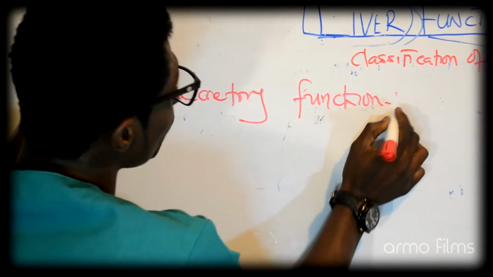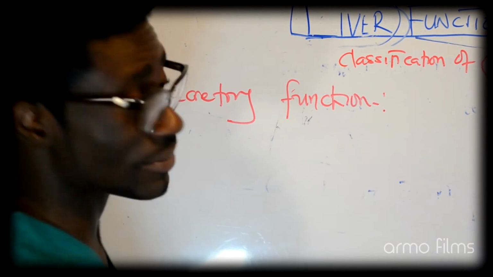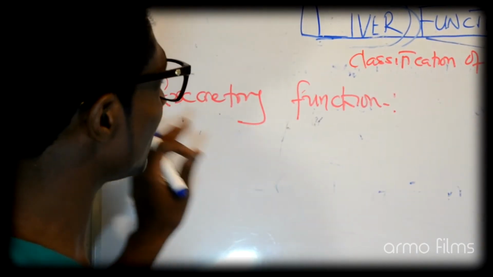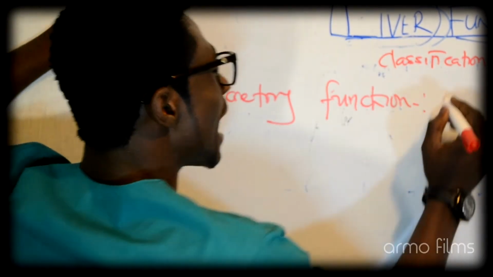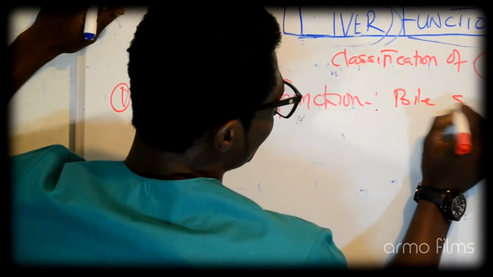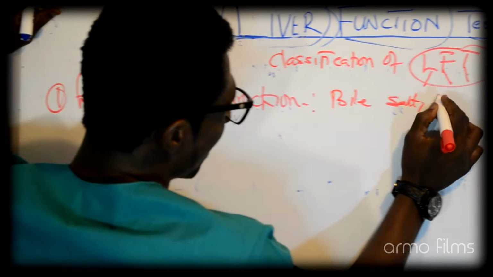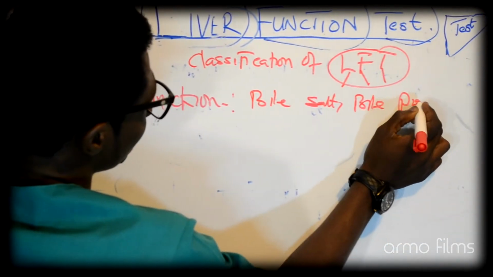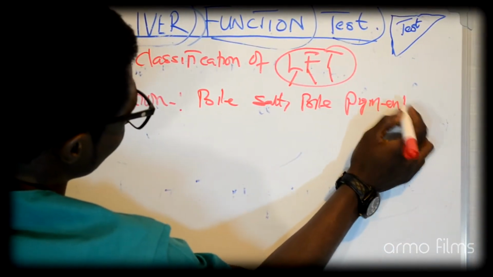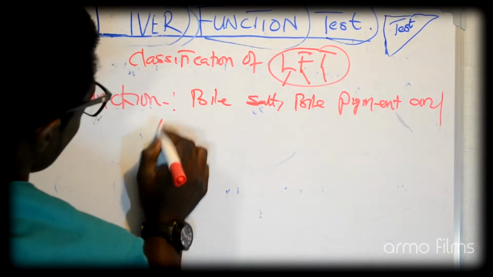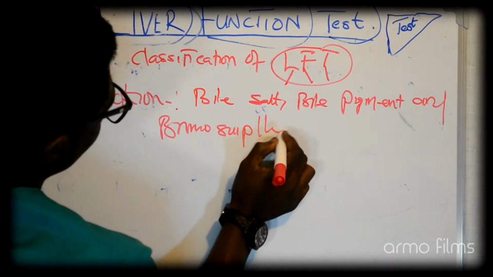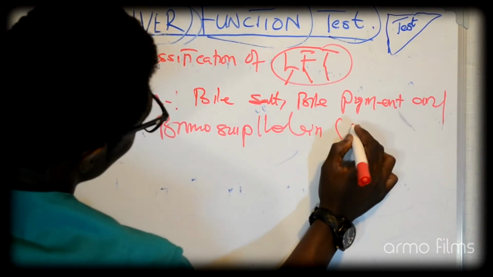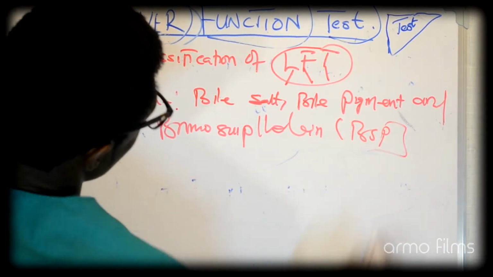What do we do in this test? Don't worry, we're going to go through each of them in detail. But basically, the surface information is that for the excretory function, you usually measure bile salt, bile pigment, and also bromosulfalein, which we call BSP.